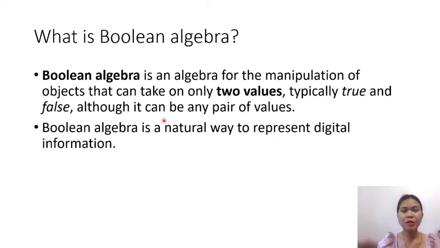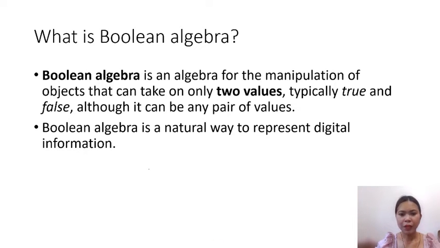Because computers are built as collections of switches that are either on or off, right? So, Boolean algebra is a natural way to represent digital information. In reality, digital circuits use low and high voltages, but for our level of understanding, 0 and 1 will suffice. It is common to interpret the digital value 0 as false and the digital value 1 as true.